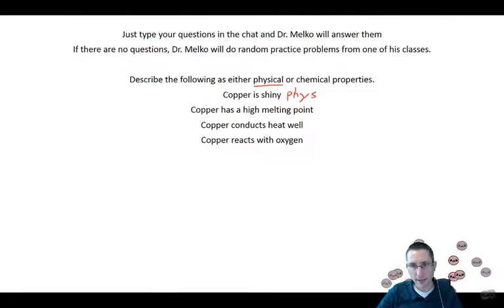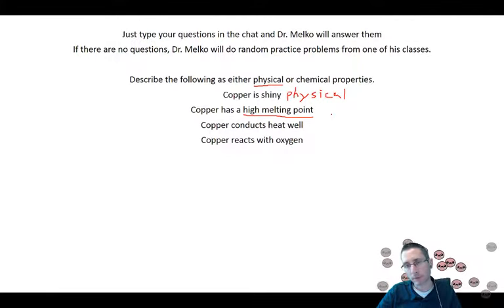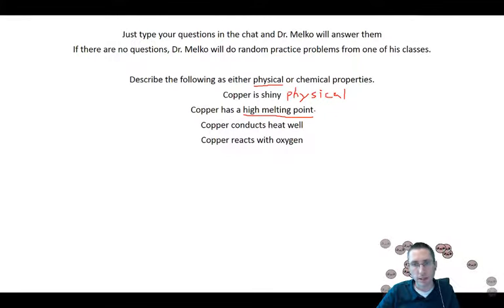Right? The mass or the density of a given amount of material, physical. Copper has a high melting point, so this kind of sounds like a chemical change, because melting point, that's certainly something we think of as chemistry and chemical, but you're not changing the substance. It's still copper that is just going from solid to liquid phase, right? Phase change is always just a physical change, and so this is a physical property that its melting point is so high.